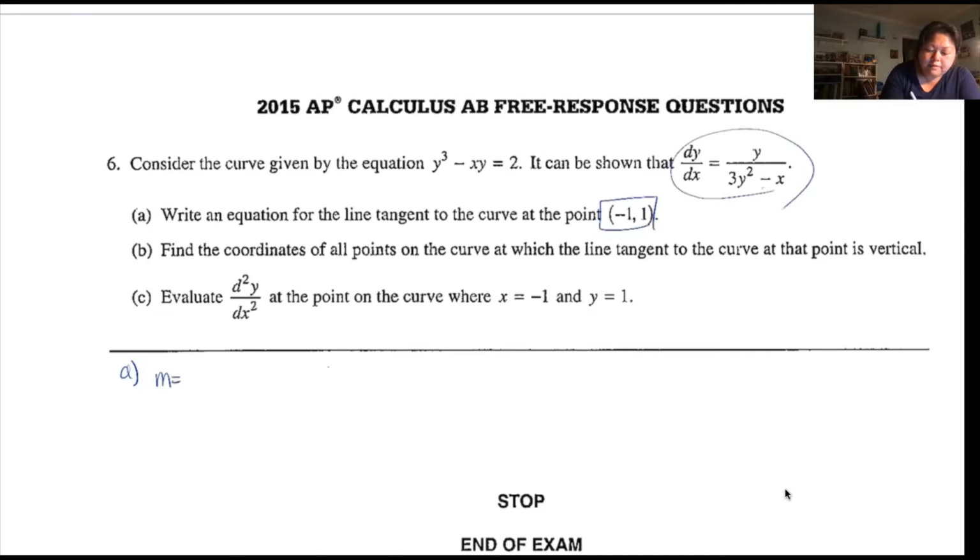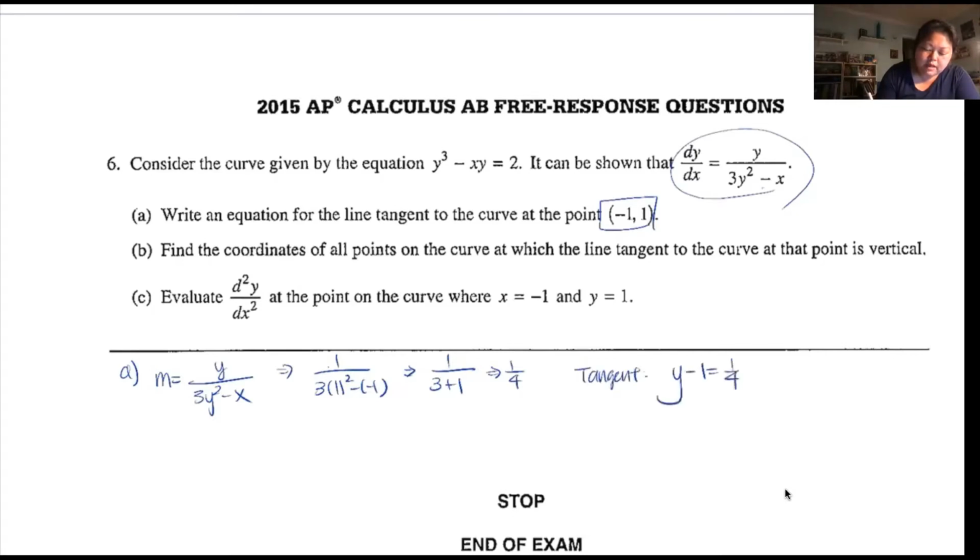Slope is that derivative there, y over 3y squared minus x, and my point is negative 1, 1. So plug in my point. 1 over 3 times negative 1 squared minus 1 over 3 times 1 squared minus negative 1. So that's 1 over 3 plus 1, 1 over 4. Right, so that's my slope. My slope is 1/4. So writing my equation now, I will get my tangent: y minus y1 equals m times x minus x1.